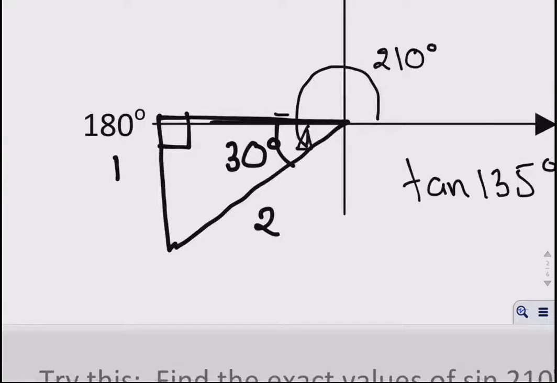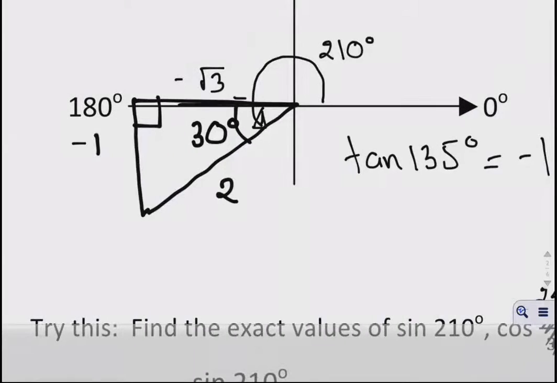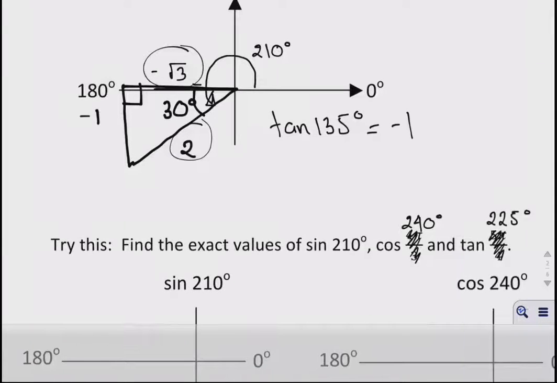So in this case, I have a negative y value, so I'm going to put negative 1. My root 3 is going to be negative as well. And cosine of that, which is cosine of 30 in here, is going to be negative root 3 over 2. So I get cos of 210 equals negative root 3 over 2.